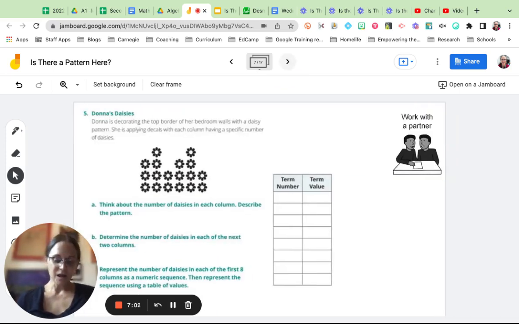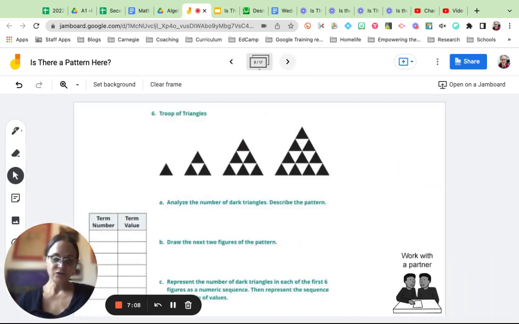All right. We are going to skip Donna's daisies. But I do want you to do this troop of triangles. I'm not going to talk about it just yet. I want you just to try it. Let's set a timer this time for 7 minutes, and work with your partner. Figure it out. You can do it. We'll talk about it in 7 minutes. Your teacher will be walking around the room and checking for understanding as you work. Hint, draw a picture first on this one.